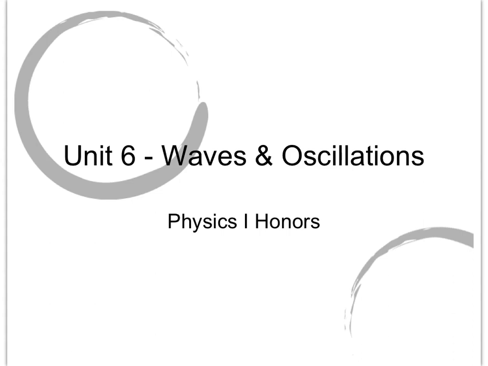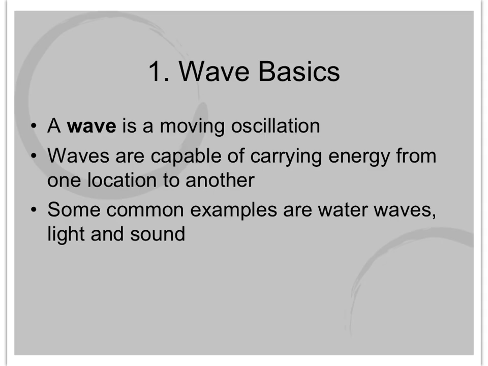Alright, so we're going to move on here to our next unit, which is going to be on waves and oscillations. So to begin this unit, we're just going to go over the basic definition of a wave. And so a wave is just a moving oscillation. Anything that's moving through the air. An oscillation is just something that goes back and forth. If we set that in motion, all of a sudden we have a wave.